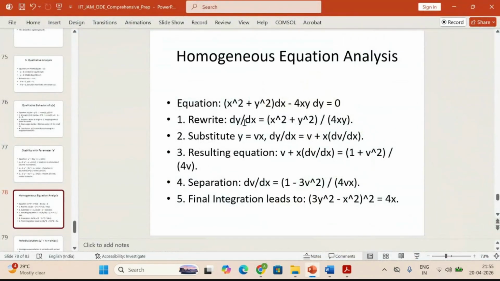So write dy/dx equals this. y = vx, so dy/dx equals v plus x dv/dx. And then just solve it. I wrote plus 4xy instead of minus 4xy. If you wrote minus, maybe you would have gotten the correct solution.